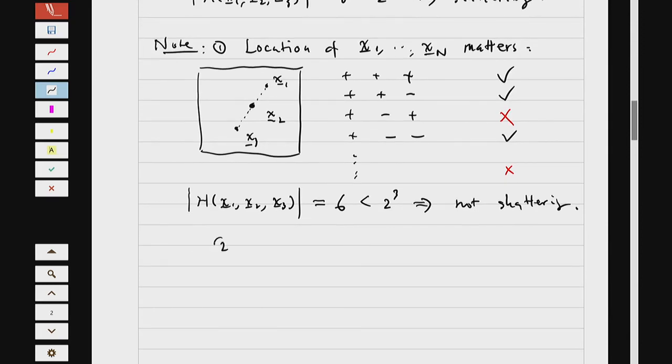Another observation we're going to make is that for a larger n, when we have more points, do you think it's going to be easier to shatter or harder to shatter? Why? Why harder? Yes?